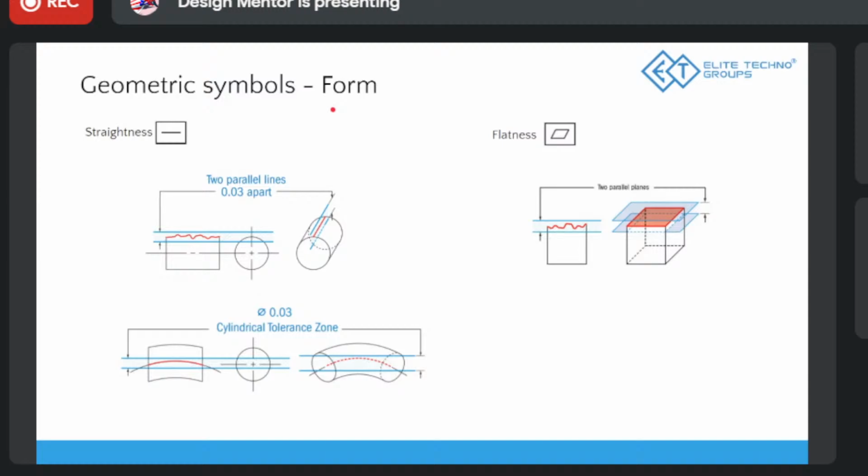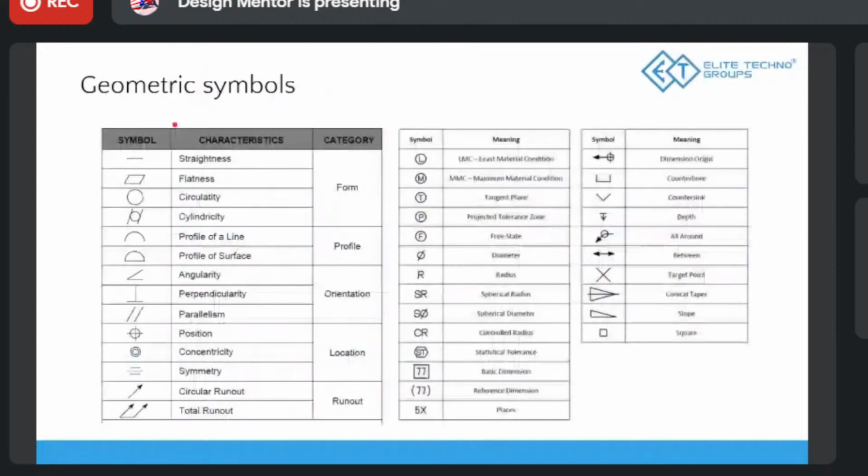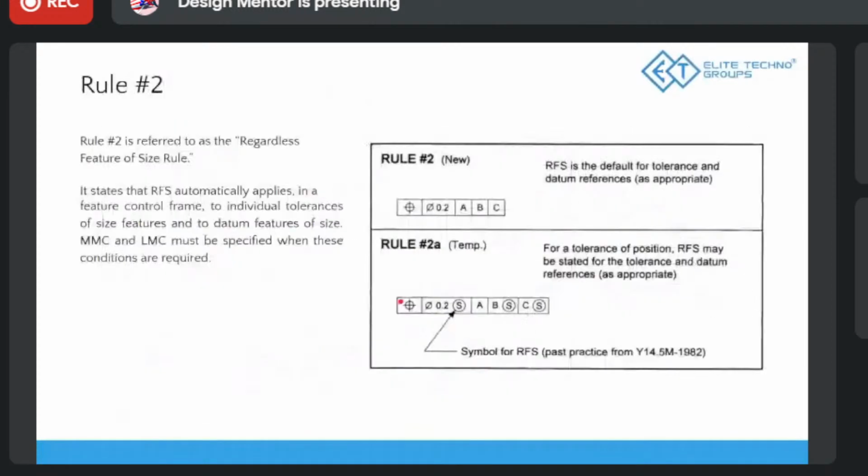Okay. So with form, we understand shape, right? We're talking about shape, or the finish, or surface finish. So let's start with straightness, right? Straightness itself in the name, you understand it's something to do with straight lines. See, this is usually where the symbol is, right? This is where you put the symbol that we are currently talking about, this first box.